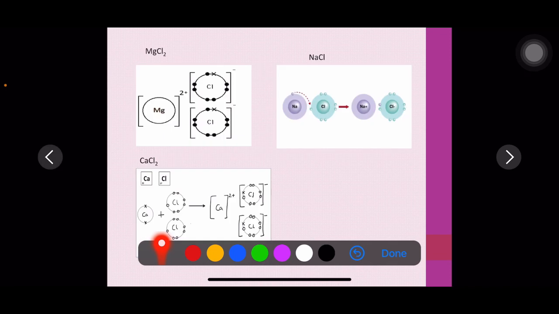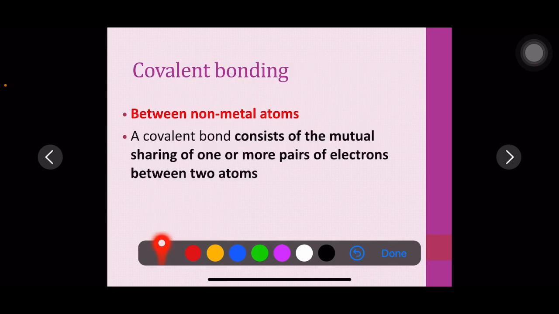In the last picture, you saw it was a transfer of electron. So ionic bond is transfer of electron between metal and non-metal. Metal atom always gains positive charge and non-metal atom always gains negative charge. And here you see it's a sharing of electrons. Ionic bond was a transfer of electrons and covalent bond is a mutual sharing of electrons.